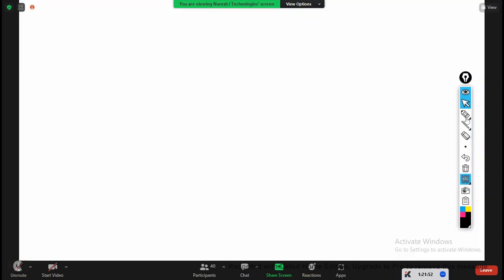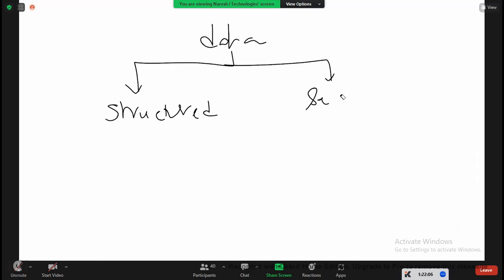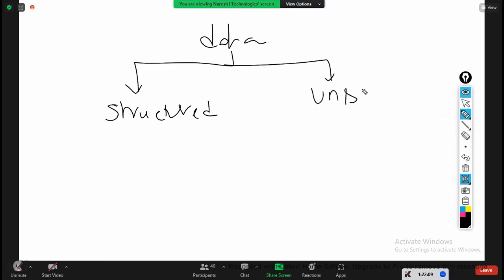First, heading as data. Data is of two types. One is structured, and the second one is unstructured. We are not going to work on semi-structured data, only structured and unstructured data. Structured data is data which has a proper structure, a proper format, like tabular format. Data which does not have any proper format is considered unstructured data.